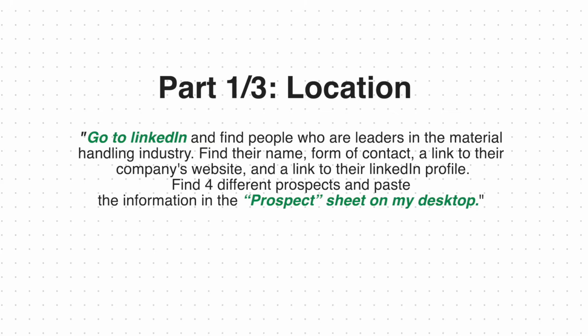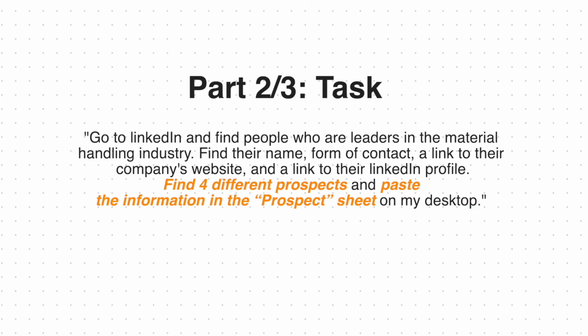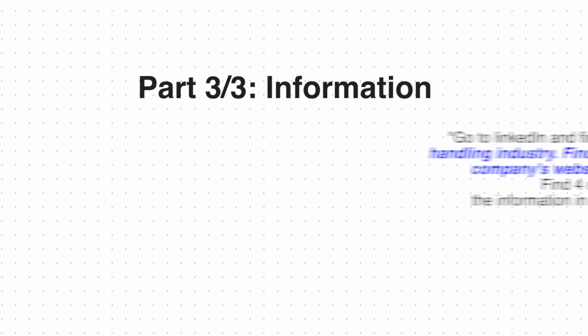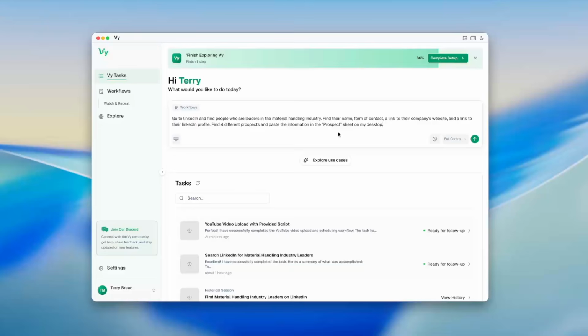The first one is the location of where you want to work in. In this example, I'm going to LinkedIn using a sheet on my desktop. The second is the task of what you want to do exactly. In this example, I'm finding prospects and then listing that information in a spreadsheet. And then finally, we have the information that Vi might need for completing the task. So in this example, I basically explain the type of people I'm looking for, what information I want, and where the sheet is located on my computer. All those things are what go into creating a successful Vi prompt.